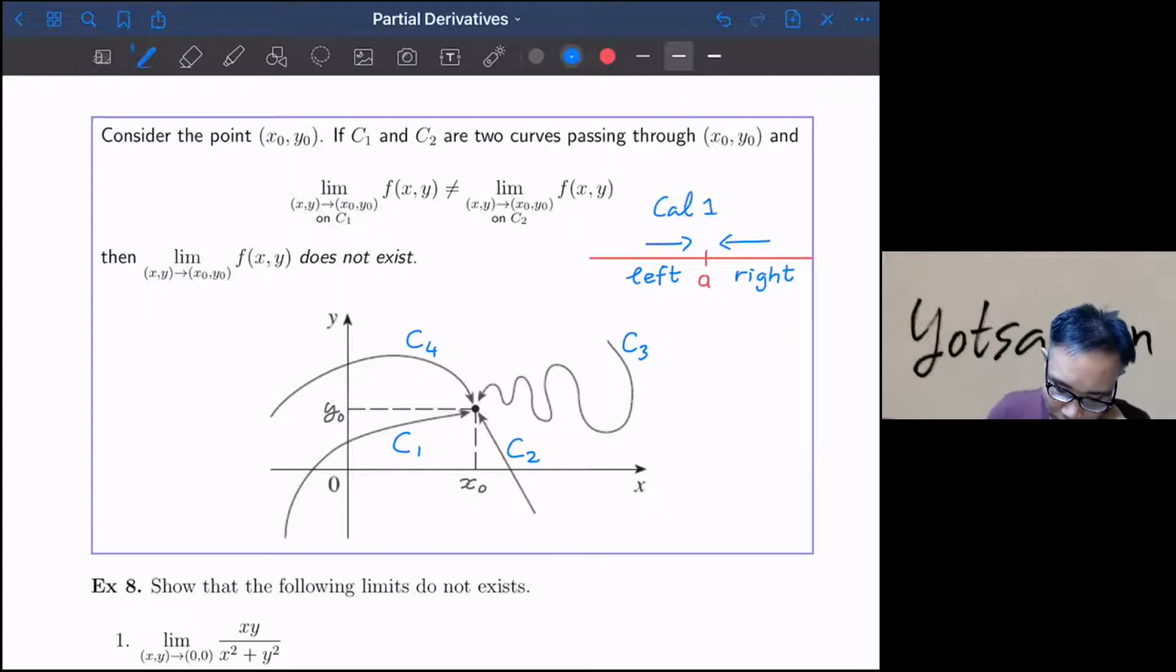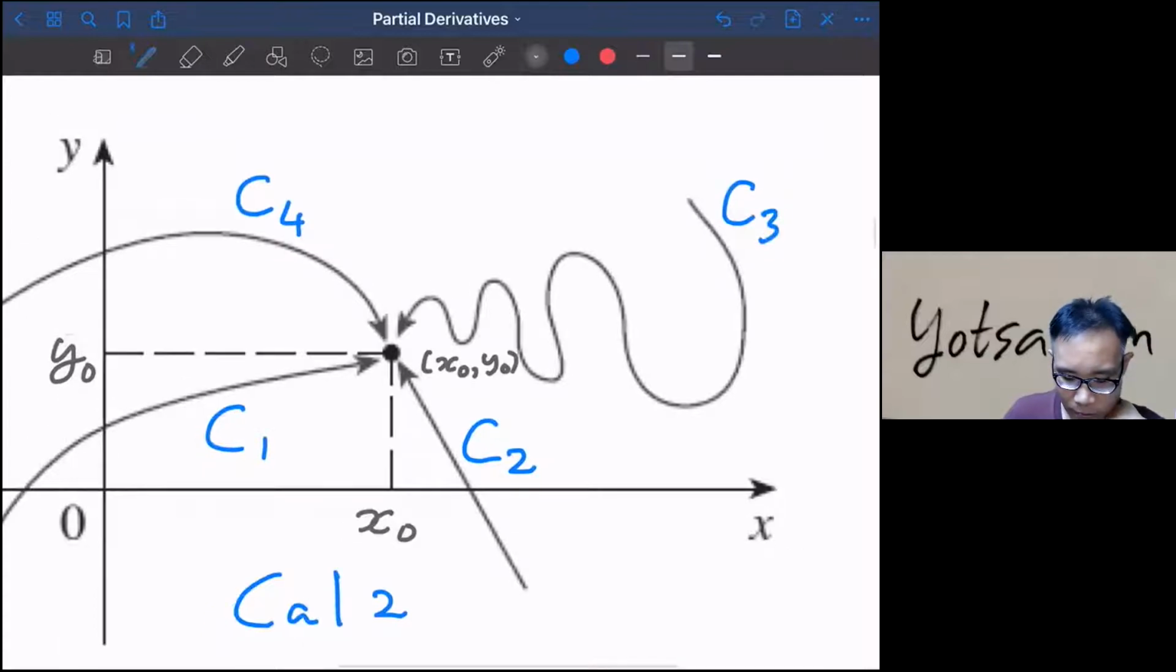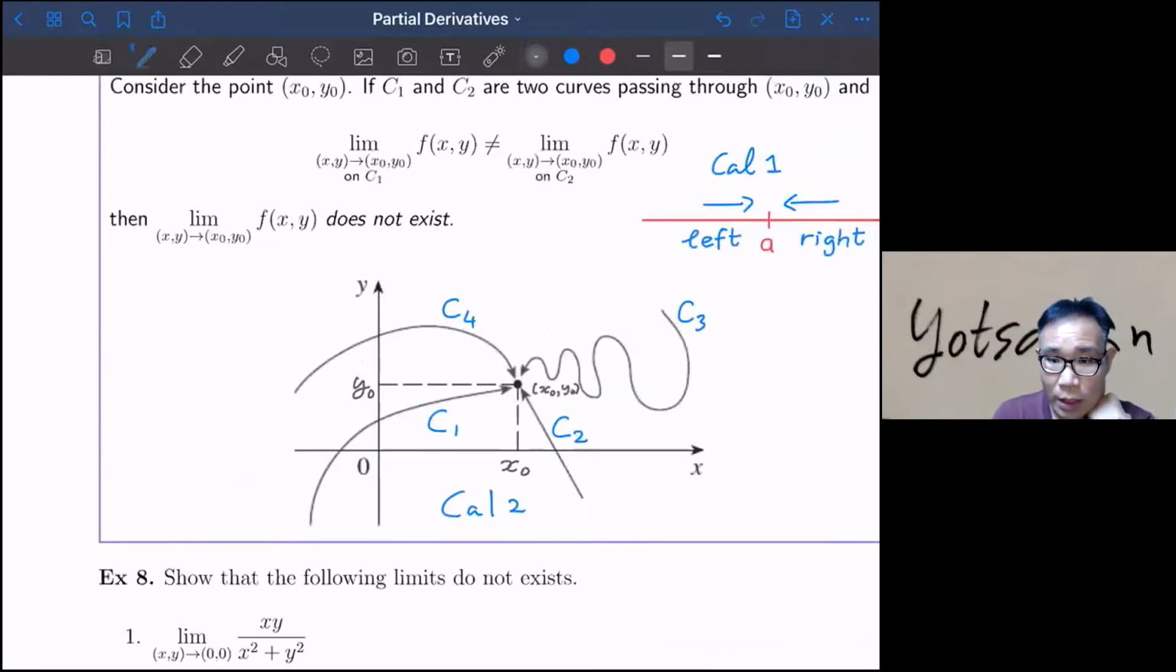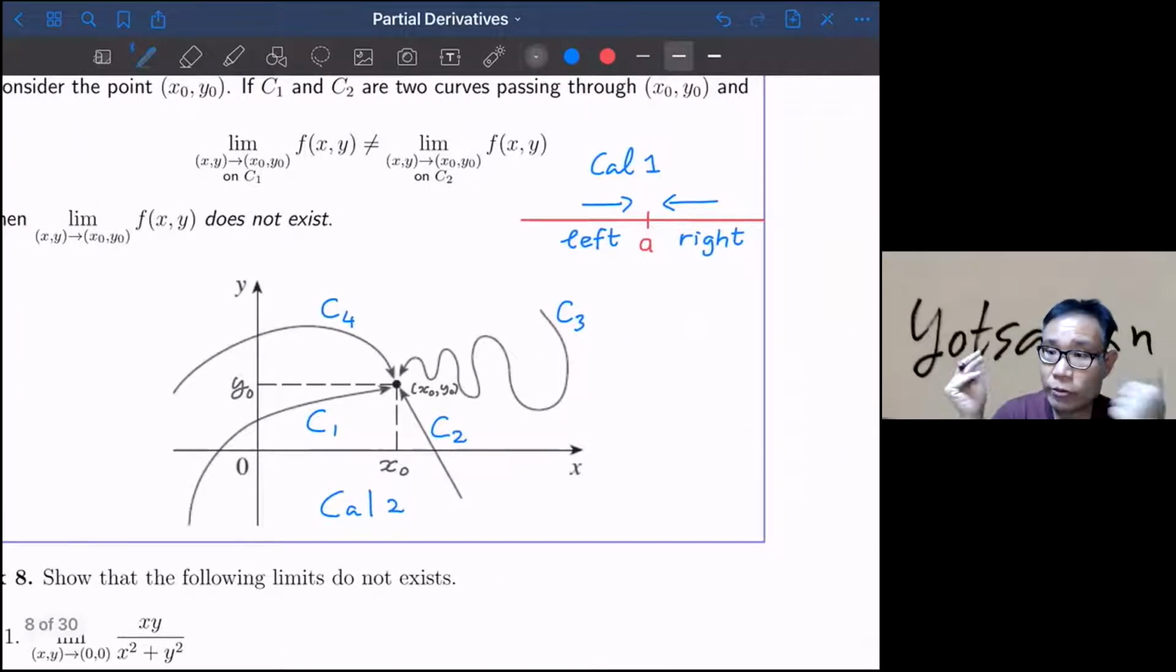However, for calculus 2, where we are studying functions in several variables, or in this case two variables, you see that we can go to the point (x0, y0), which has coordinates x0, y0, from infinitely many directions. So we can approach the point (x0, y0) from infinitely many directions.